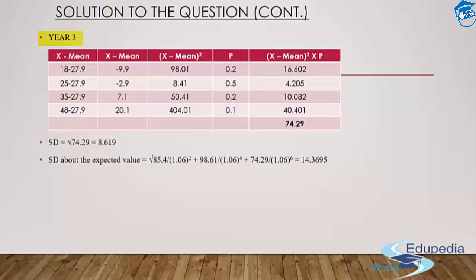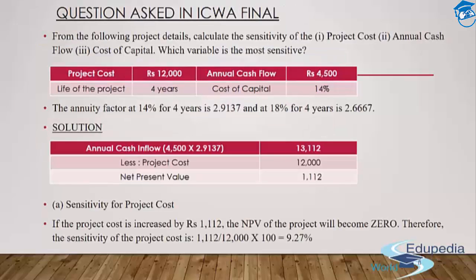So let's go ahead with the next question, and this question is all about sensitivity, okay. Sensitivity being a very good concept, I incorporated this question not from the CA final examination but from the ICWA. Nowadays it's called ICMA. It says, from the following project details, calculate the sensitivity of project cost, annual cash flows, cost of capital, and we need to find out which variable is the most sensitive. Remember guys, I told you about this concept: what if I change my figures, what if there is a deviation, and in that particular case which factor is likely to change my cash flows, my net present value the maximum. It can be with a simple example that the lower the percentage, the higher are the chances of its being most sensitive.